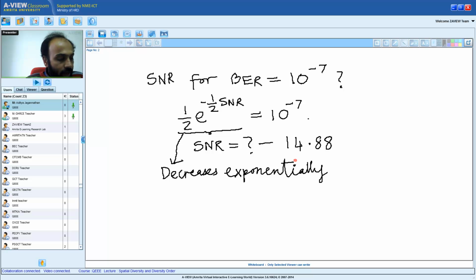Now my main idea is to compare the performance of the AWGN channel, that is a traditional channel without multipath propagation, with the bit error rate in a wireless communication system, that is a wireless communication system with multipath propagation. Alright, I hope that is clear to everyone.